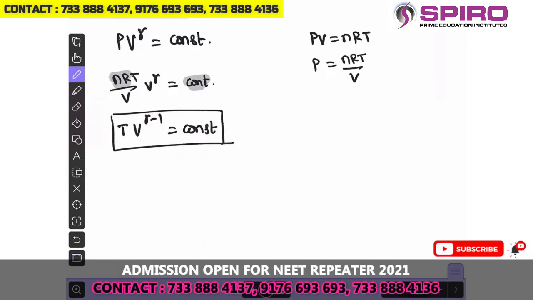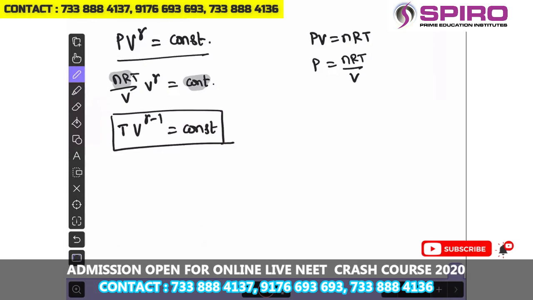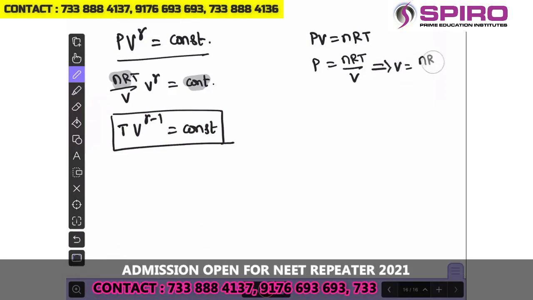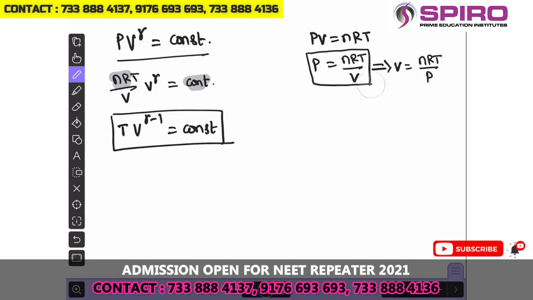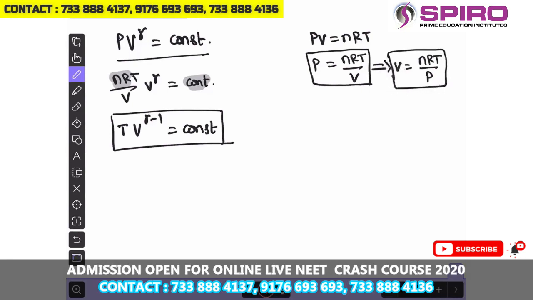Also, if you want to replace the volume, from the same equation, P into V power gamma is equal to constant, I'm going to write the volume as, what is the volume? V equals nRT by P. Okay, so earlier we had P in terms of volume, and this is the volume in terms of the pressure, right?